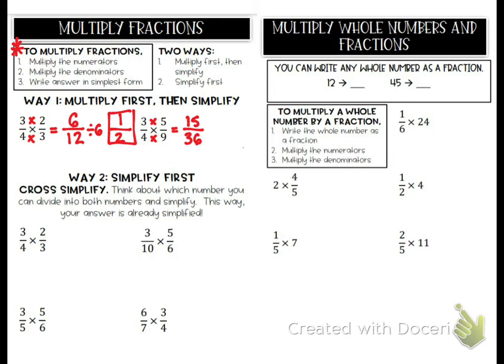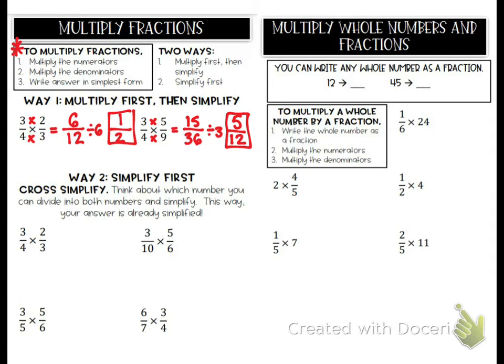So I'm going to look for both of those on the same line on my multiplication chart. So I see them both on the 3 line. So I'm going to divide both of those by 3. 15 divided by 3 is 5, and 36 divided by 3 is 12. That is the simplest form because it has a 5 on top and an even number on the bottom.